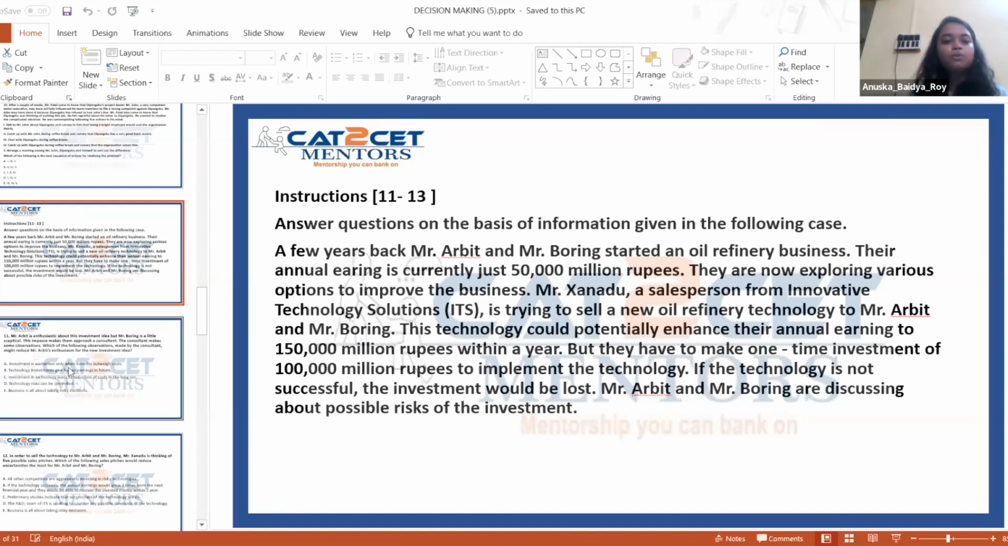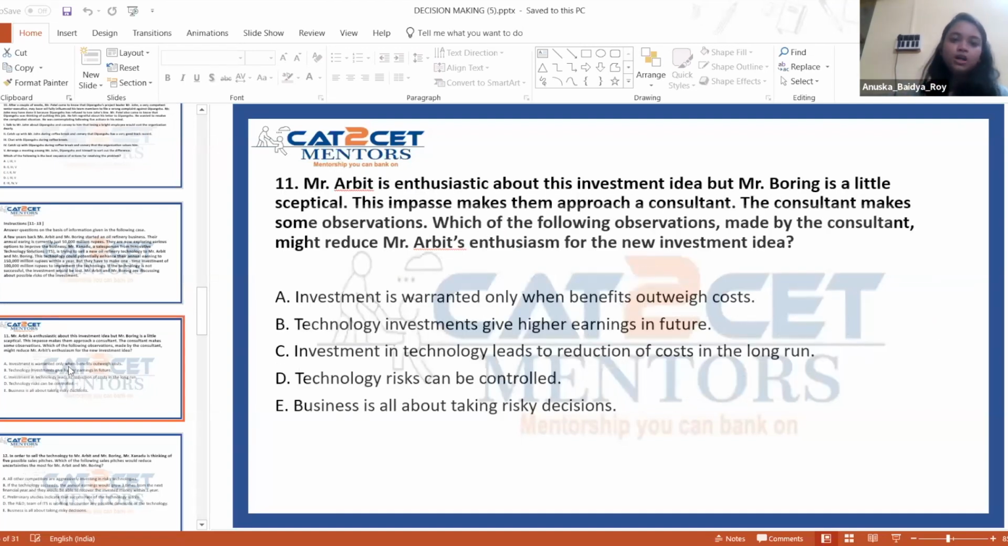Mr. A and Mr. B are discussing the risks of investing in this business. Okay. So question number 11 says, Mr. A is enthusiastic about his investment idea, but Mr. B is a little skeptical. So A wants to invest, B doesn't. This impasse makes them approach a consultant. The consultant makes some observation. Which of the following observations made by the consultant might reduce Mr. A's enthusiasm for the new investment idea?